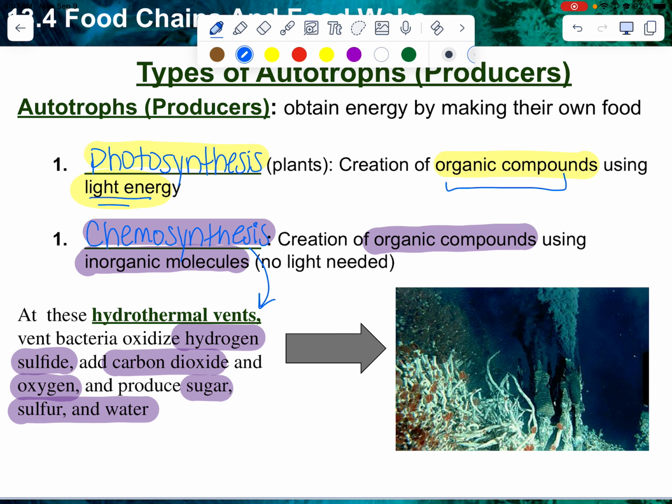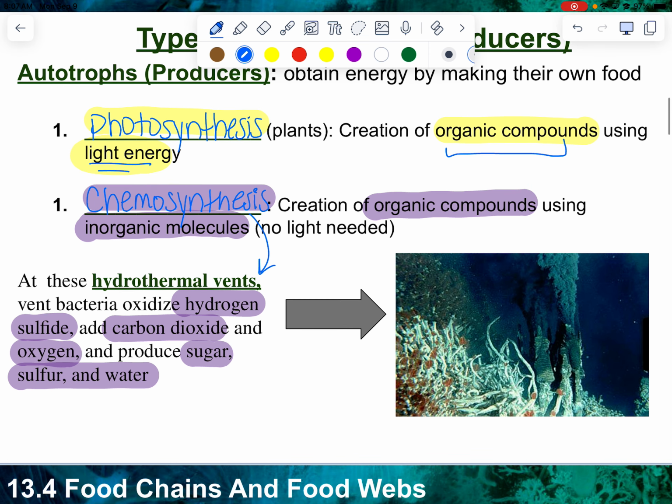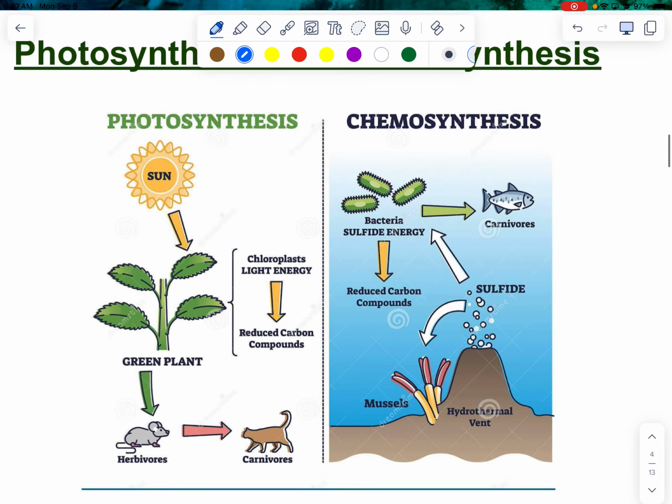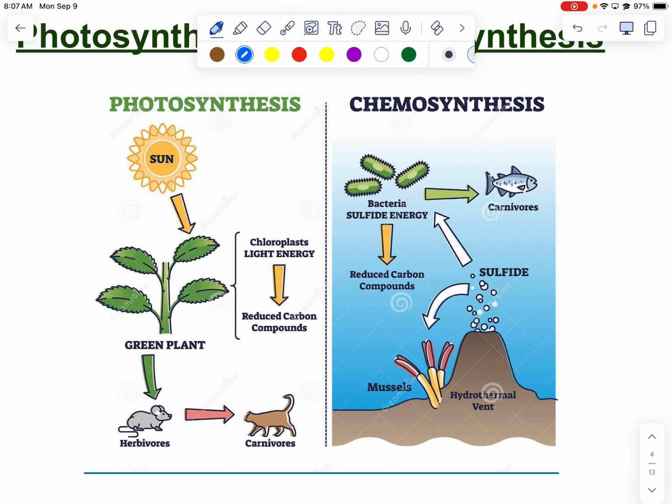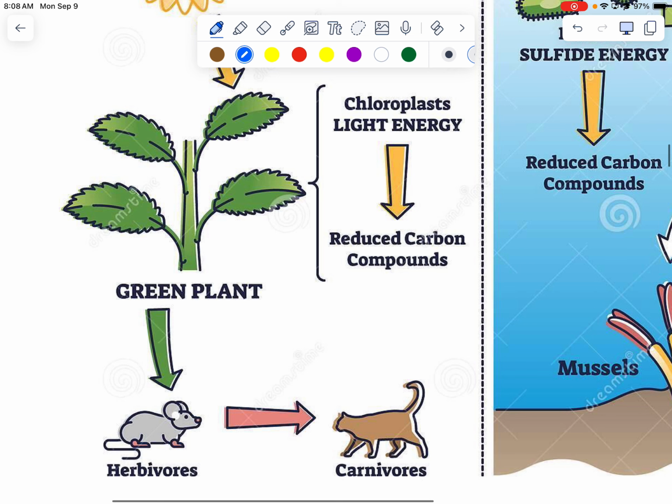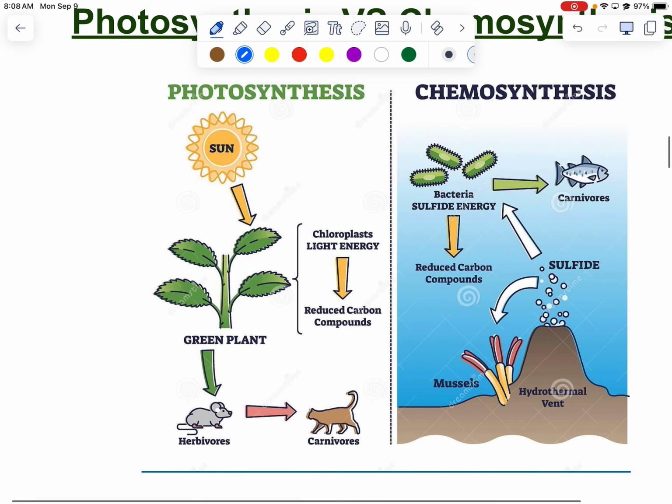Okay. All right. So now here's the difference between them in a picture form. Left side, the plant is taking in sunlight as its primary energy source, and it's converting the sunlight to some type of not usable energy, but like sugar, right? So that sugar is then consumed by the herbivores, and then the carnivores eat the herbivores, okay? So that's how that works.